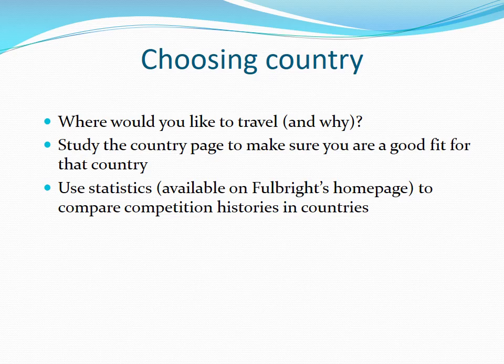And then finally, if you really can't decide between a couple of countries, then I would look at the statistics that are available on Fulbright's homepage to compare the competition histories in those countries. You can see for the last few cycles how many people applied, how many people received the grants, and if one of the countries has historically been a lot more competitive than another one, you might want to go with a slightly less competitive one. And that might be something that could be a tiebreaker in your decision.